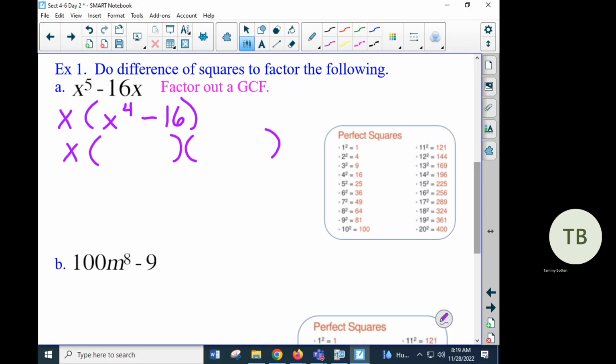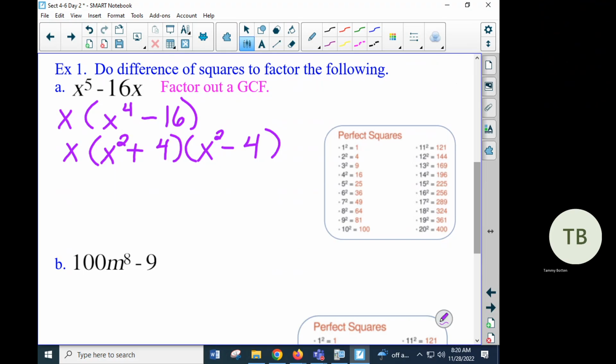And then when you do difference of squares, one sign is going to be plus, one's going to be minus. If it's X to the 4th, what you do is you put half of the X's here and half of the X's there. Half of 4 is 2, so you're going to have 2 on each of them. And then you think, what is the square root of 16? And that goes here and here. And the square root of 16 is 4.